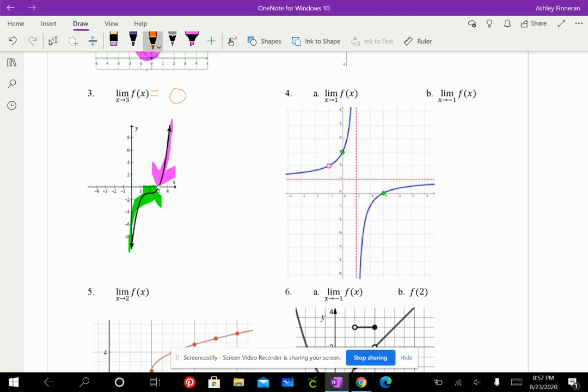All right, in number 4, we have 2 different questions. The first is the limit as x approaches 1. Hopefully you notice that at 1, there is a vertical asymptote. Those numbers are a little bit hard to see, but that's at 1. Therefore, the limit does not exist at 1. However, at -1, we have a very similar situation as we did in question number 3. Even though there is a hole at -1 and the y value is undefined, from the left and from the right, the function is still approaching a y value of 2.